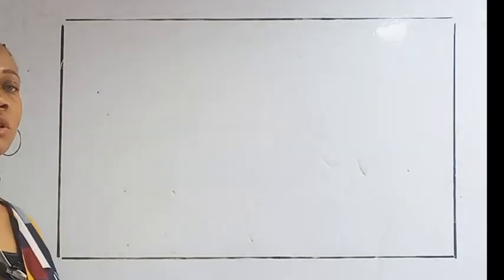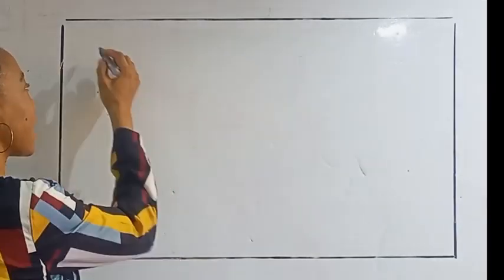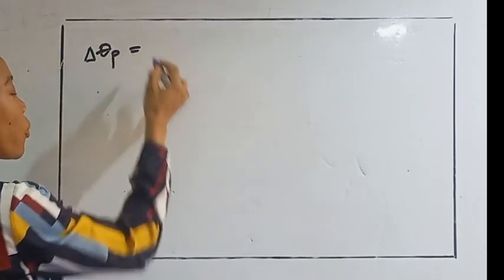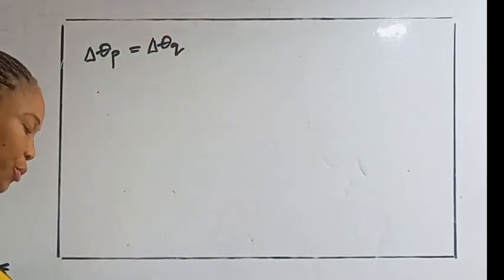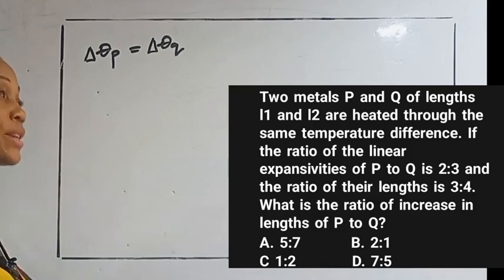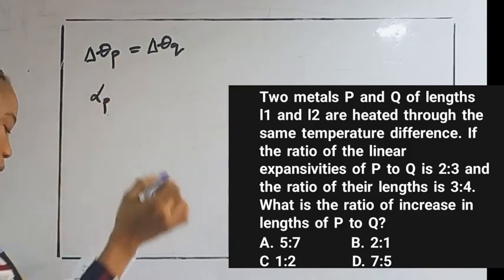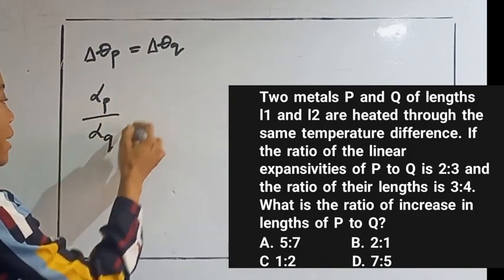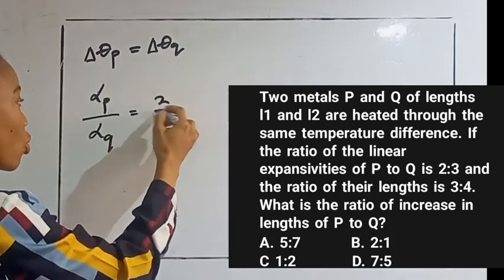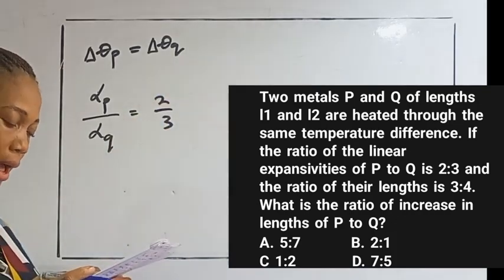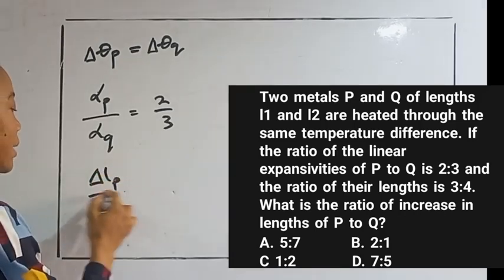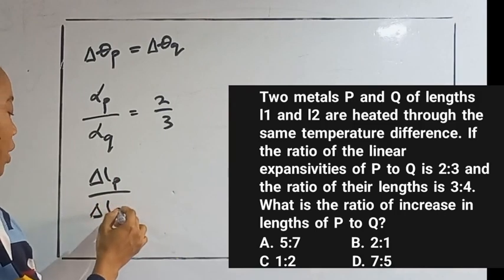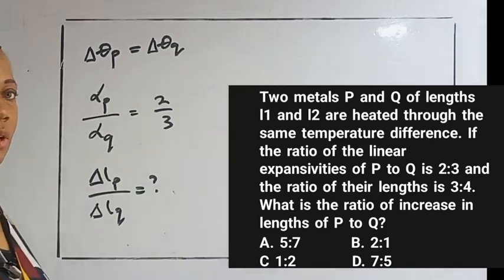The second question, note that the change in temperature for P, we are comparing P and Q, is equal to the change in temperature for Q. And the ratio of linear expansivity for P over the linear expansivity for Q is given as 2/3. Then the question said we should find the ratio of the increase in length of P to the increase in length of Q.